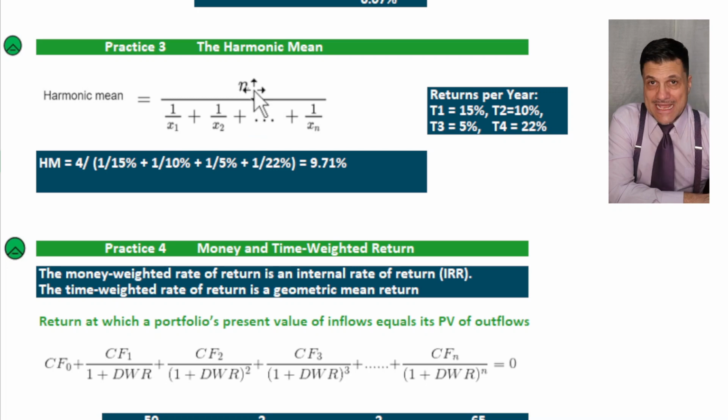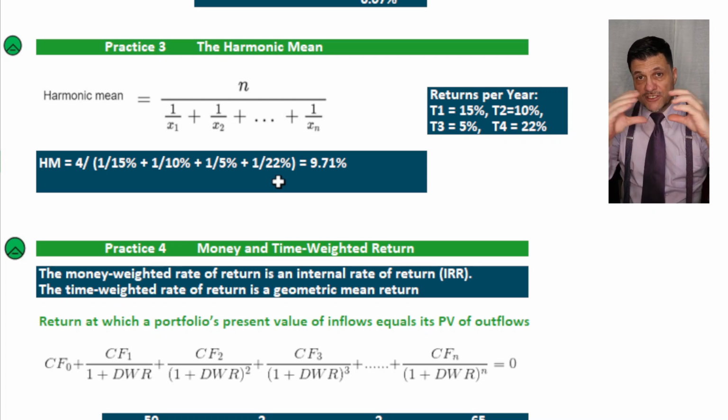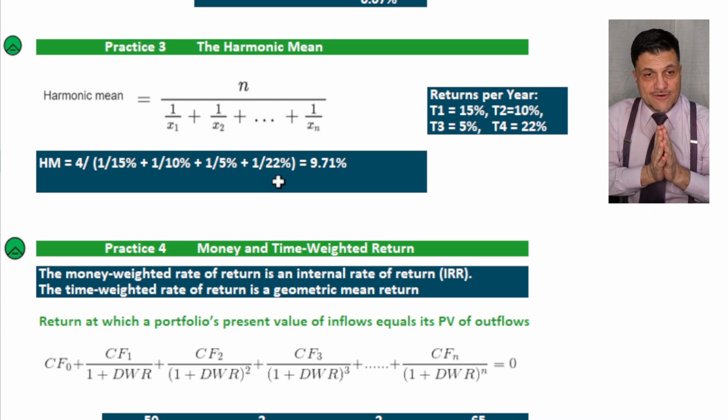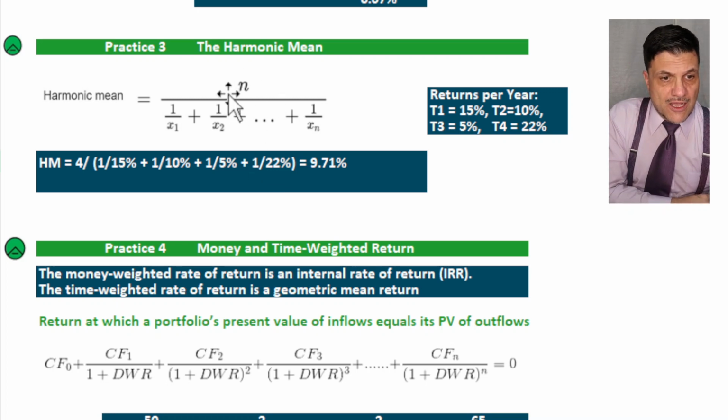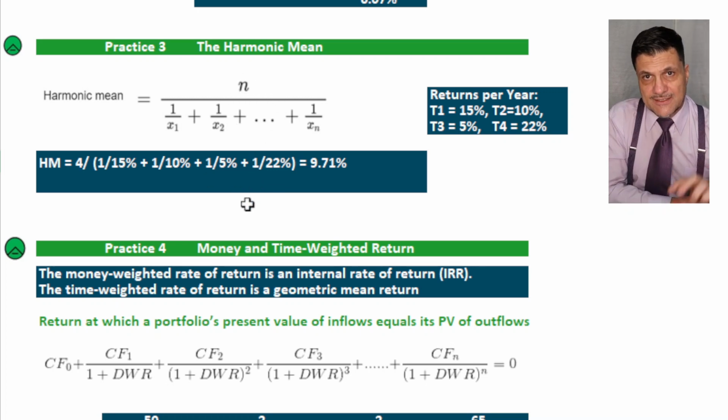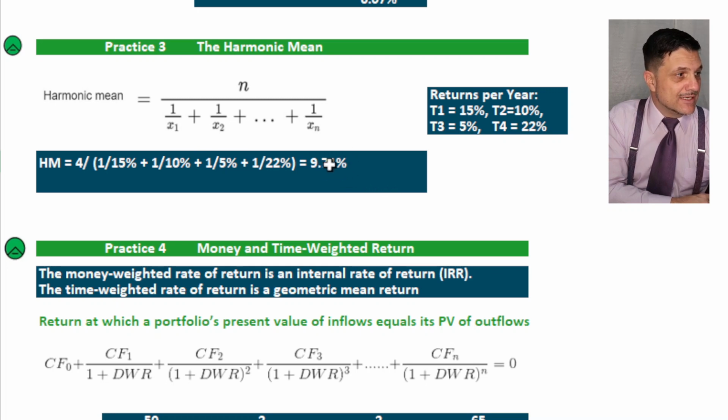The n, which is the number of observations, and I divide it by the inverse of the returns. The inverse. So I take 1 divided by 15%, 1 divided by 10, 1 divided by 5, 1 divided by 22. Those are the inverse. Then I add those inverse. And then I just do 4 divided by that total. Then you have to use your high school math here. When I have a number divided by a fraction, is that number multiplied by the inverse of that fraction. And then you get 9.71% return here.